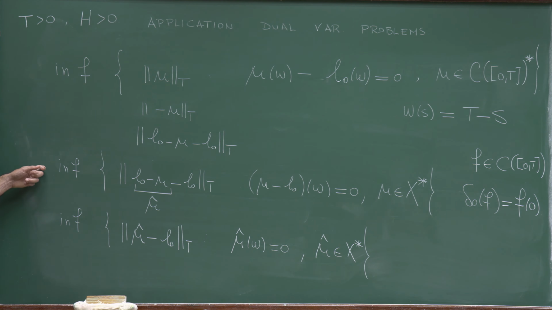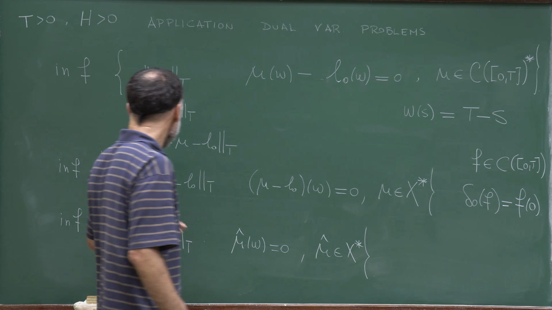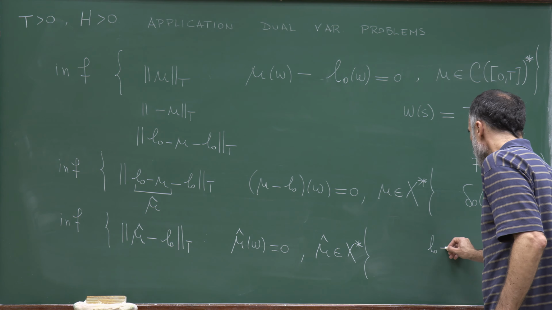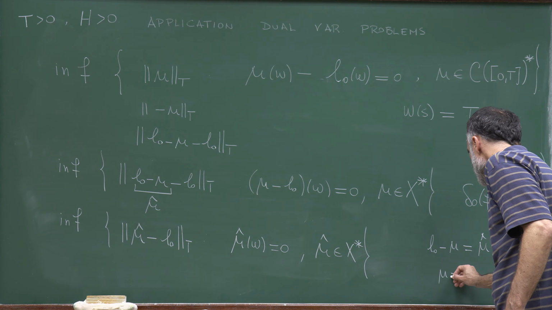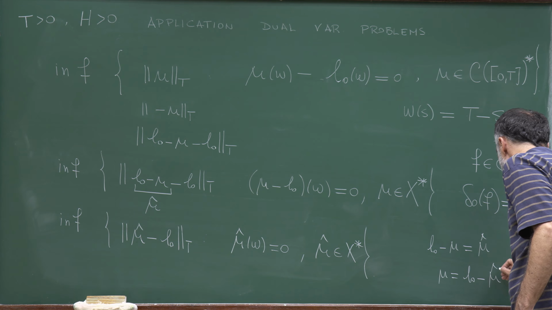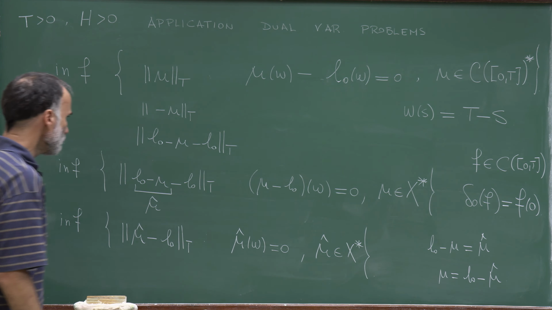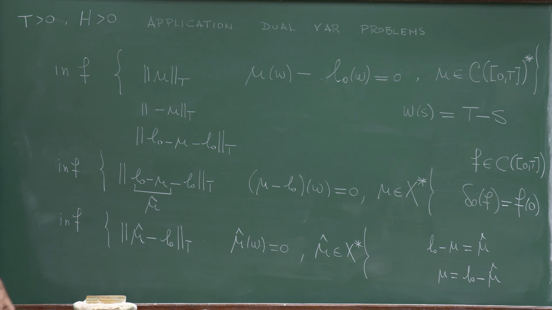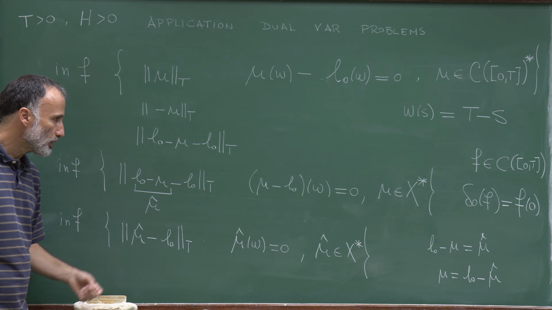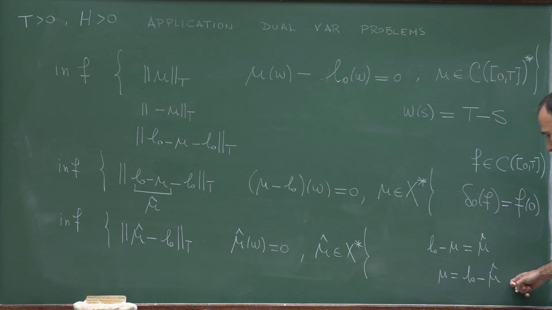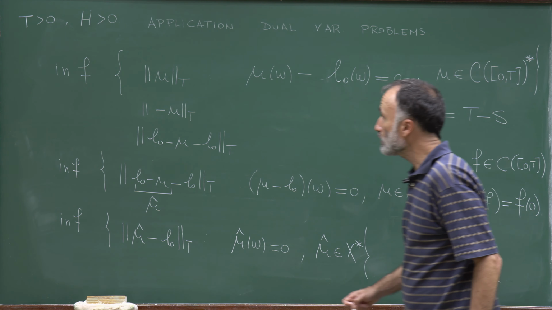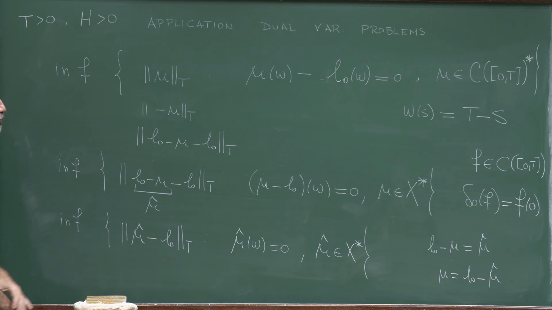So to solve the first variational problem, it's enough to solve the second one. So we get mu hat and then observe that L0 minus mu is equal to mu hat, which means that mu is equal to L0 minus mu hat. So what we are going to do is solve this problem, find mu hat, and once we have mu hat, we can get mu through this identity and obtain the solution of the first problem.